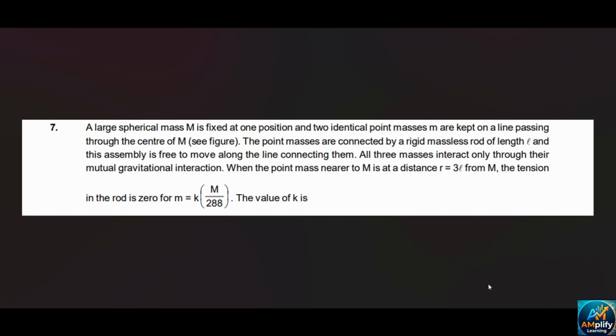When the point mass nearer to M is at a distance r equal to 3L from M, the tension in the rod is 0 for M equal to Km by 28. The value of K is.